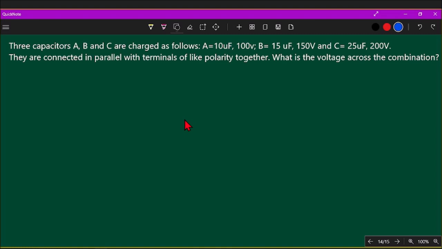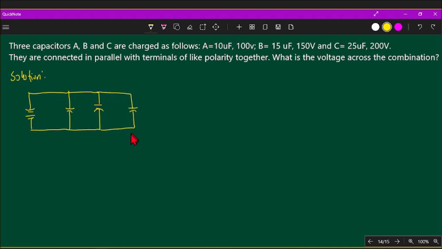Okay, so first, because we know that this is a parallel connected capacitor, we just have here our diagram first, to have a better picture of our circuit. So we have here three capacitors connected in parallel. We are going to find the voltage across the combination, or our voltage supply here, because that is the voltage across the connection of the parallel capacitors.